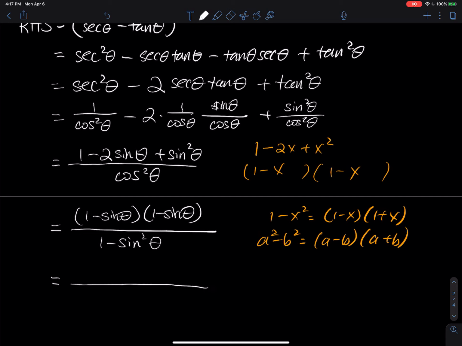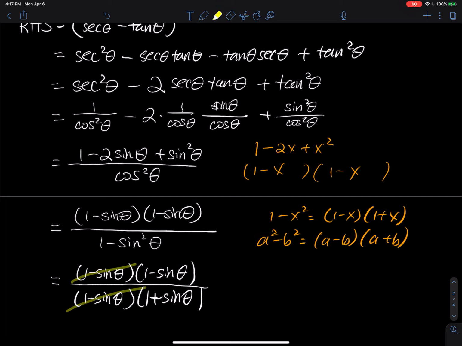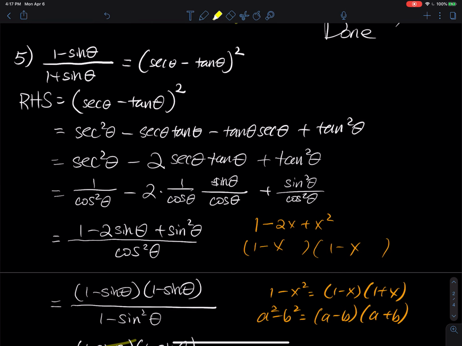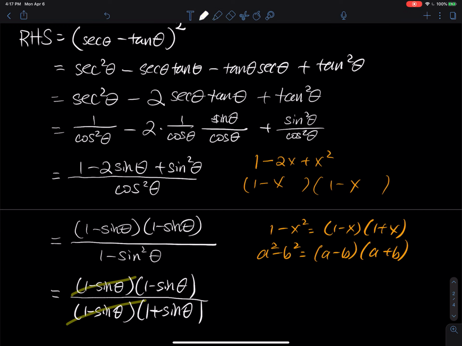All right, we have 1 minus sine, and then times 1 minus sine, and then this is 1 minus sine times 1 plus sine. Can you cancel out something? Of course. Minus, minus. So we have 1 minus sine divided by 1 plus sine. Happy. Take a look. That is exactly what the left-hand side is. So that equals the left-hand side. Here is my signature. Double slash. Done. You can draw a happy face if you like.